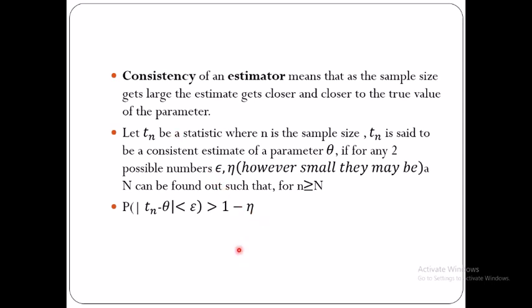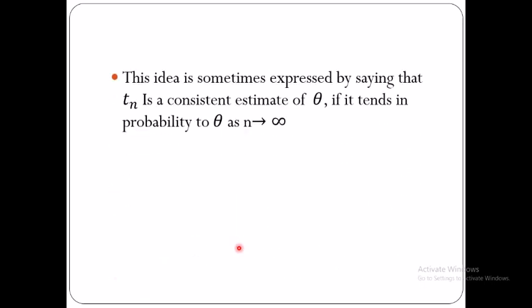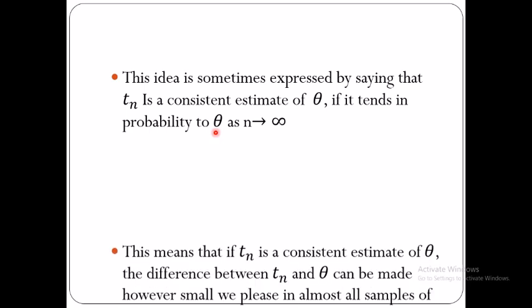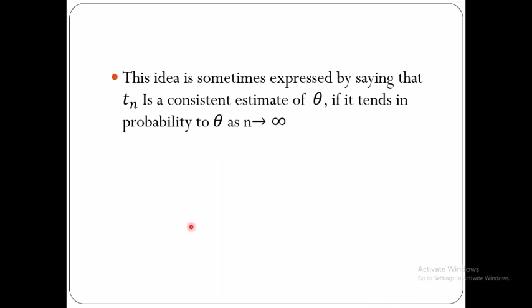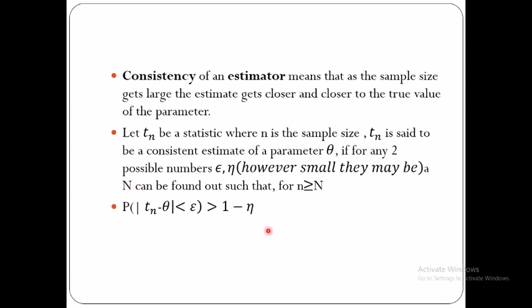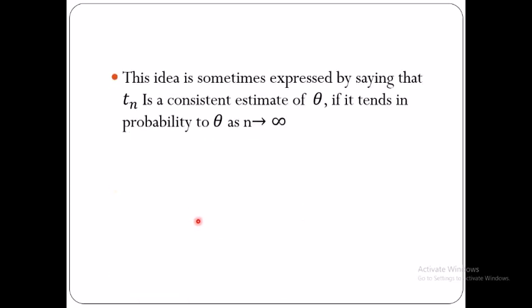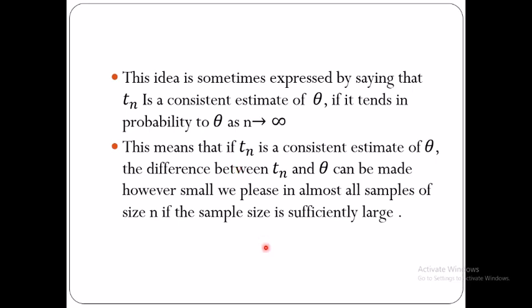Now what does this mean? It can also be expressed by saying that Tn is a consistent estimate of theta if it tends in probability to theta as n tends to infinity. That is what I have written over here in a mathematical equation. If Tn is a consistent estimate of theta, this term in probability will tend to theta as n tends to infinity. Now again we will go into depth.